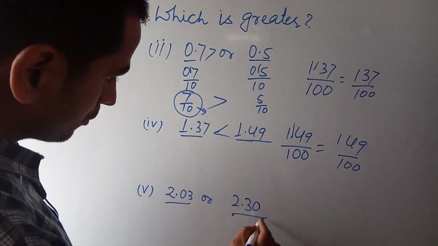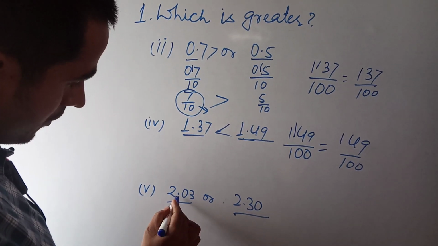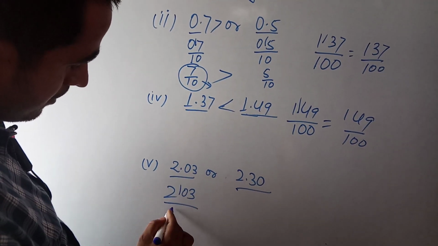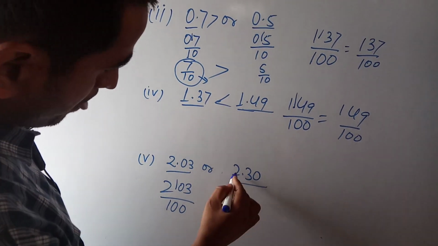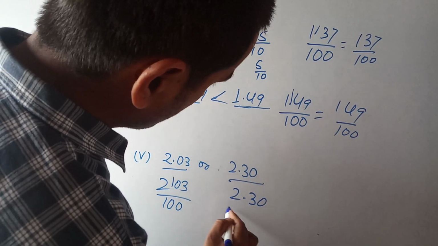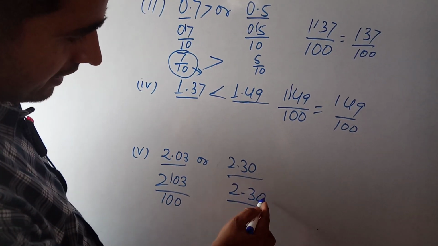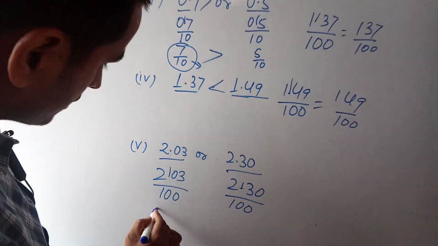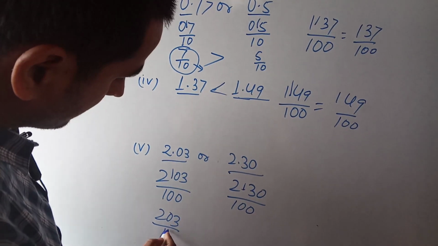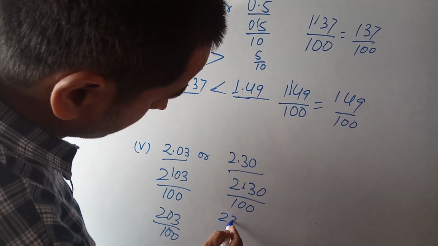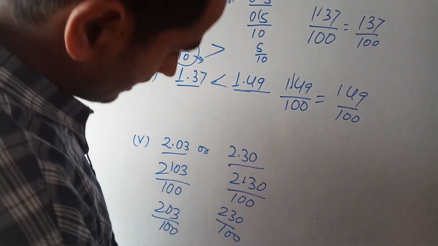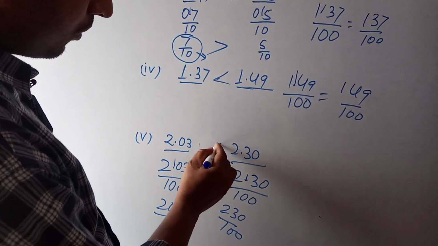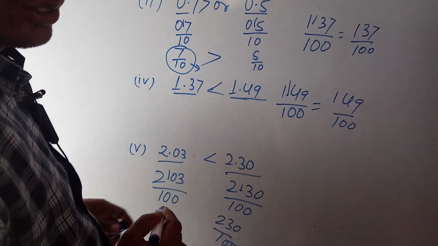Now coming to this part. Here 2.03, after the decimal there are two digits, so remove this decimal and put two zeros. Here 2.30, after the decimal there are two digits, so put two zeros after 1 and remove the decimal. So its value is 203 by 100 and its value is 230 by 100. Now we can compare that 203 is less than 230, so 2.30 is greater than 2.03.